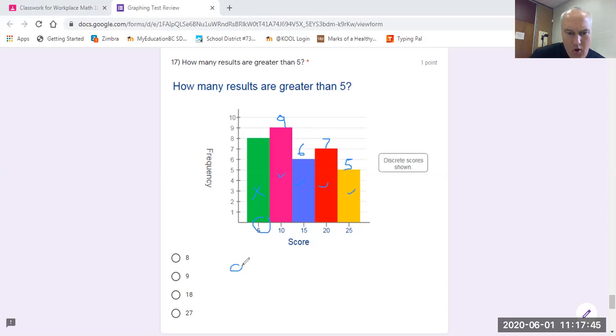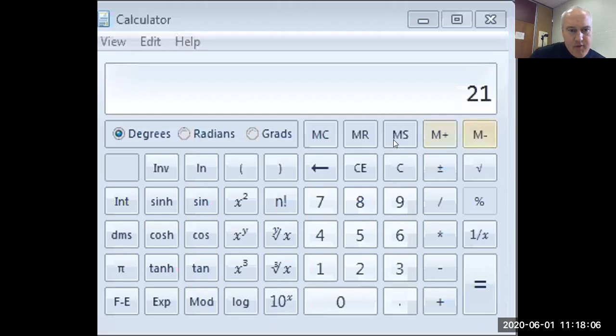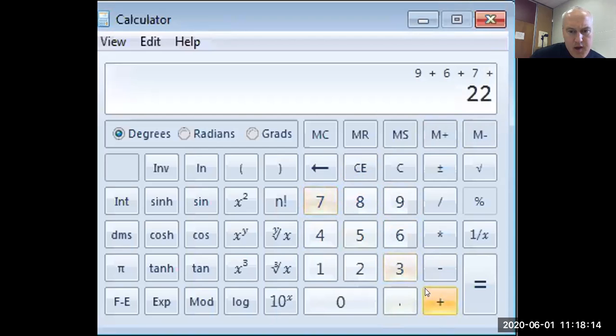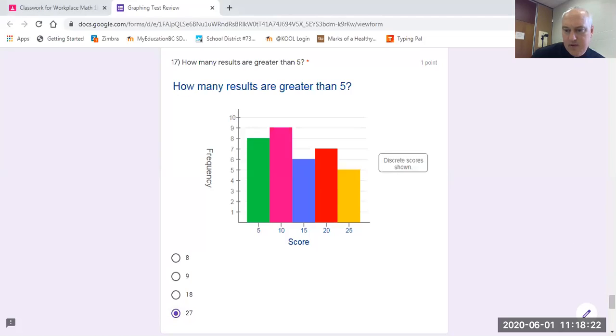So if I add up all 4 of those numbers, 9 plus 6 plus 7 plus 5, then I'm going to end up with a value. 9 plus 6 is 15, plus 7 is 22, plus 5 is, excuse me, 27. But let's just plug that in our calculator just to make sure. So basically we have 9 plus 6 plus 7 plus 5, and that adds up to 27. So that's where we get that value from. And so I would answer this as 27.